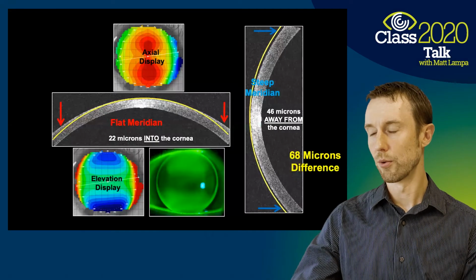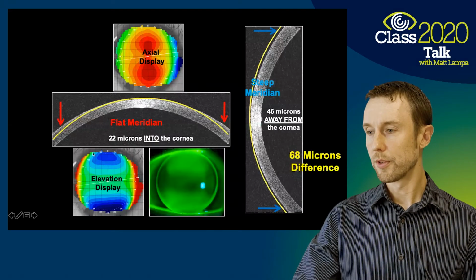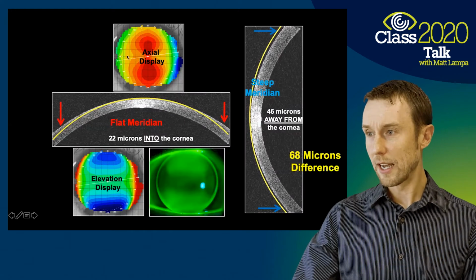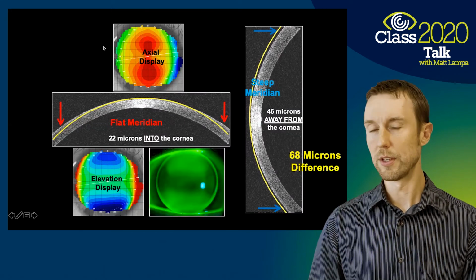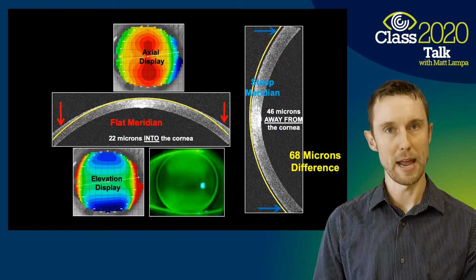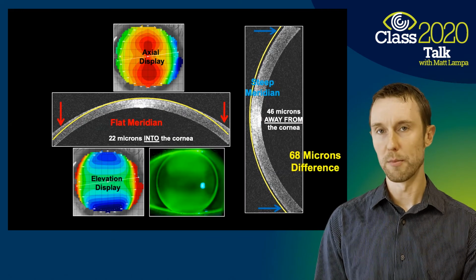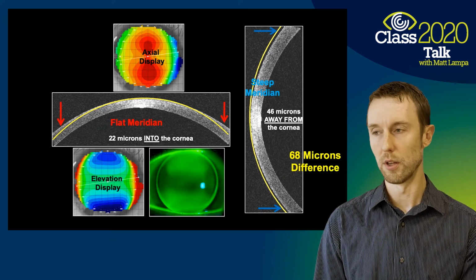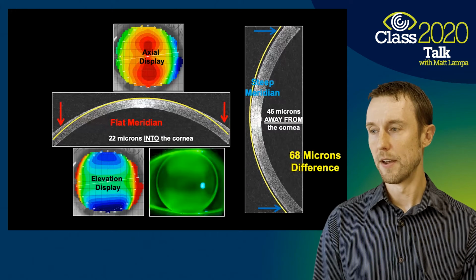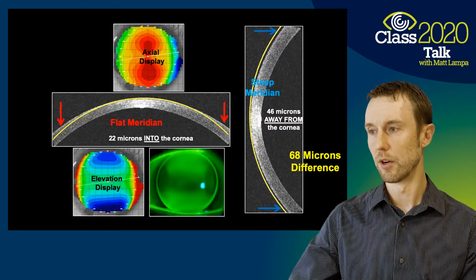Let's look at another cornea here. Well, in terms of this eye with the rule astigmatism, we see on the axial display, the power display, that the flat meridian, the cool color, runs along the horizontal, and the steep meridian runs along the vertical.